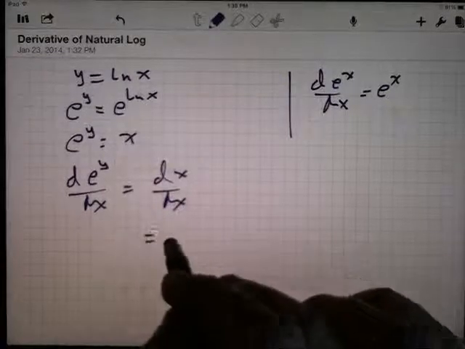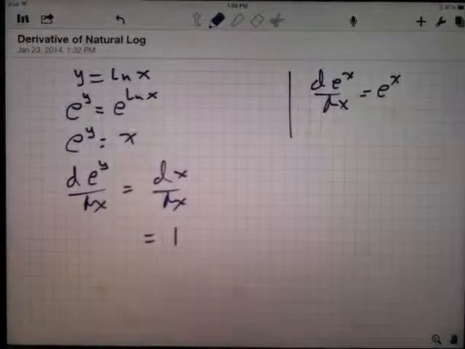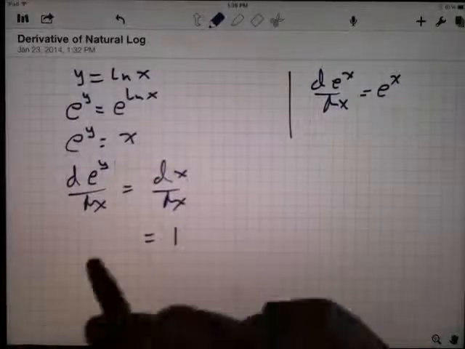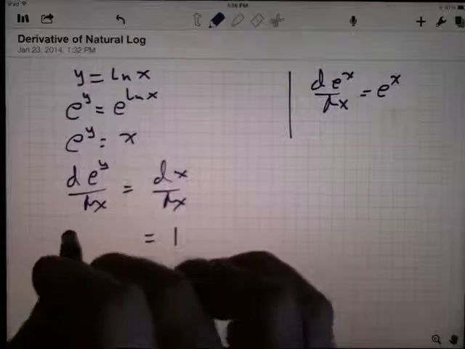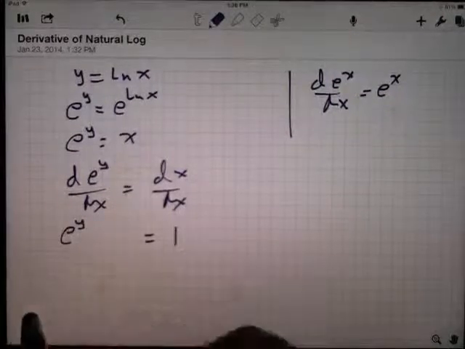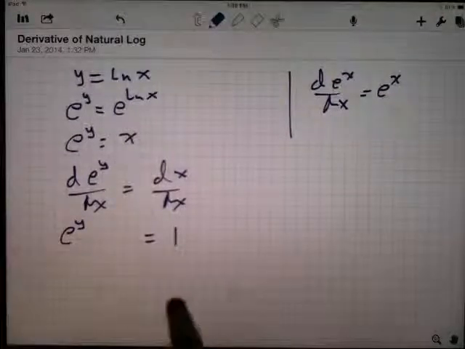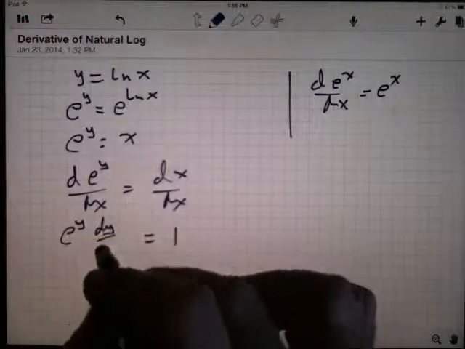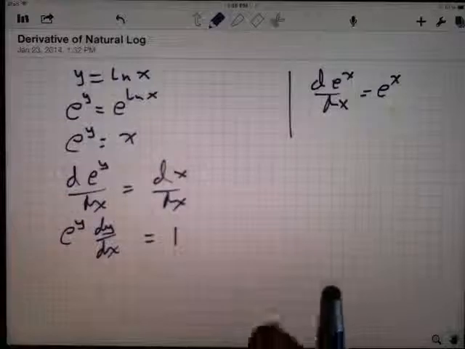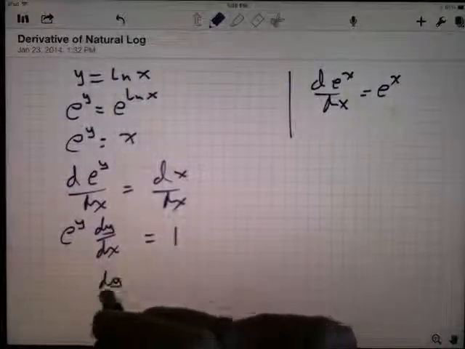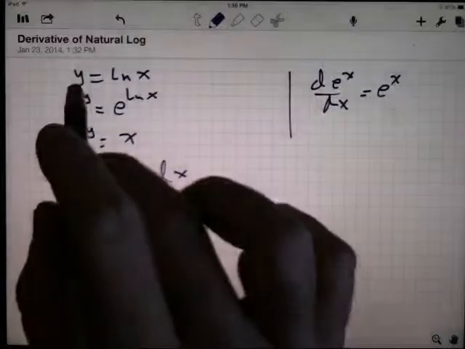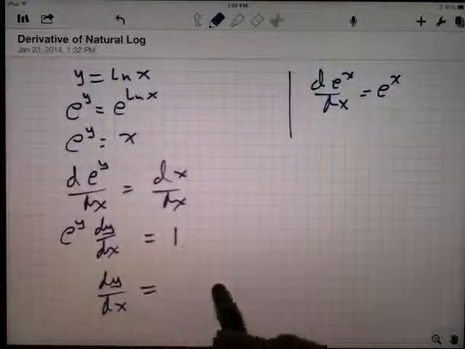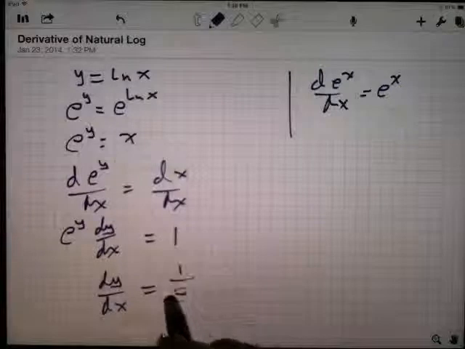I like the right-hand side. Derivative of x with respect to x is 1. Now, if I take the derivative of e to the y with respect to x, I could first of all take it with respect to y. The derivative of e to the y with respect to y is just e to the y. But I don't want it with respect to y. I want it with respect to x. So the chain rule says multiply that times dy dx. I can then solve for dy dx, which is what I really wanted anyway, because I had started with y equals something. I want the derivative. And this is 1 over e to the y.